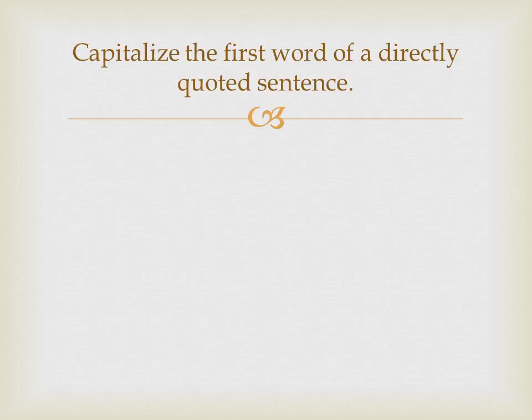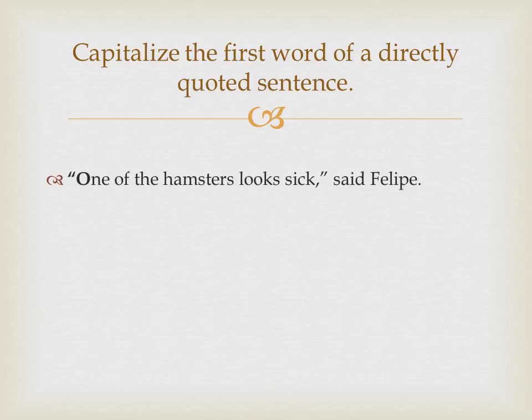Our next rule of capitalization is to capitalize the first word of a directly quoted sentence. Take some time to write down our first example. "One of the hamsters looks sick," said Philippe. In this sentence, the directly quoted sentence is "one of the hamsters looks sick," and the first word of this sentence, one, is capitalized with a capital O. You also notice that the P in Philippe is capitalized, but we'll talk more about proper nouns later on in the slideshow.